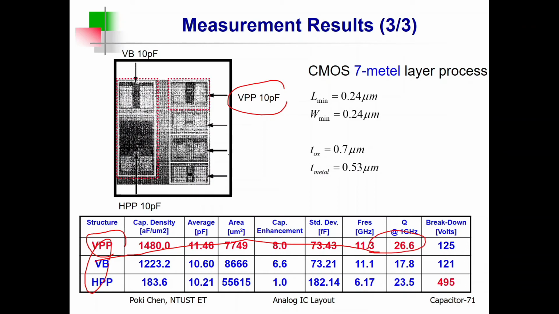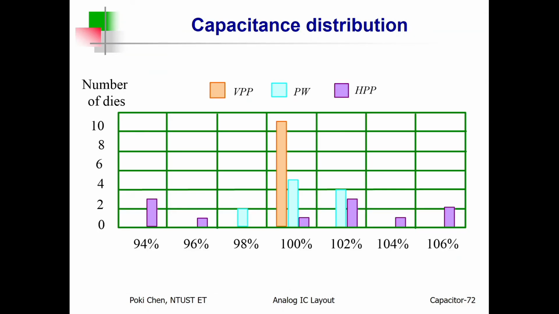Never mind for what kind of parameter you can send. And again, the only weakness is the breakdown voltage, but it's still higher than 100 volts. Good enough. Okay, then I would like to show you the deviation.